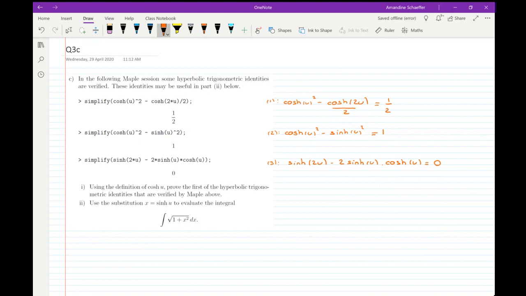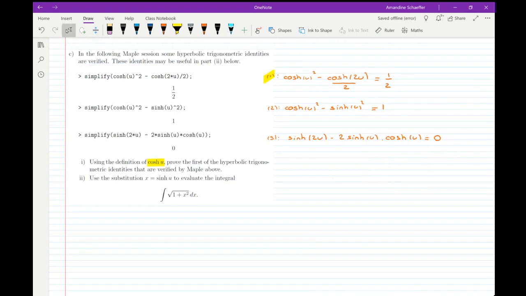Okay, so the first question is to use the definition of cosh u, hyperbolic cosine, which you need to know, and to prove the first one. So the first one is this one: cosh squared u minus cosh 2u on 2 equals 1/2. And remember that you can get rid of the poll. I still have 18 people who are not following, but you can get rid of the poll on the top right.